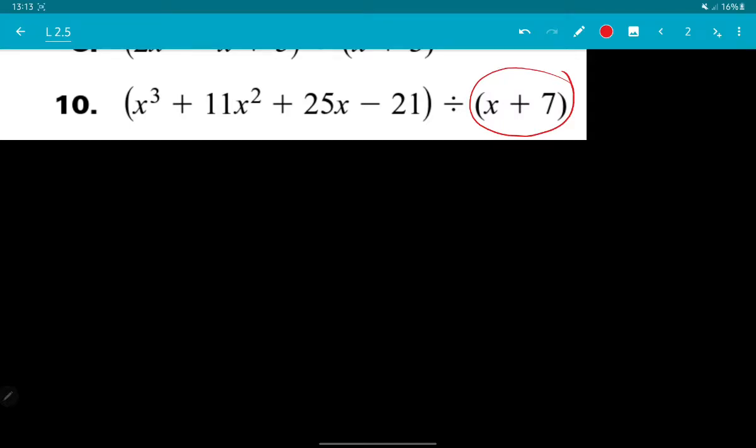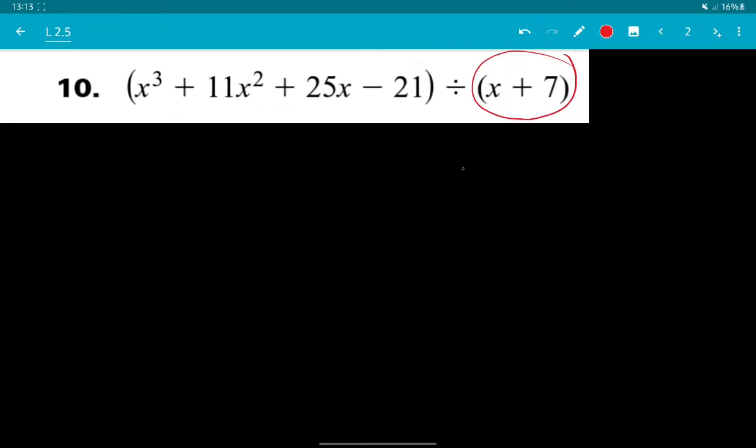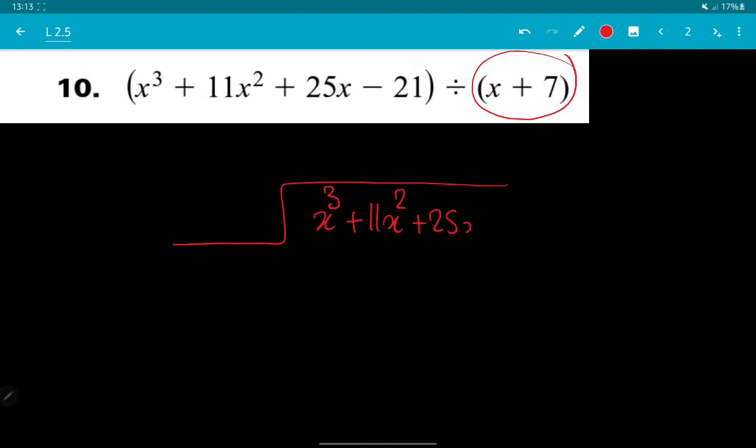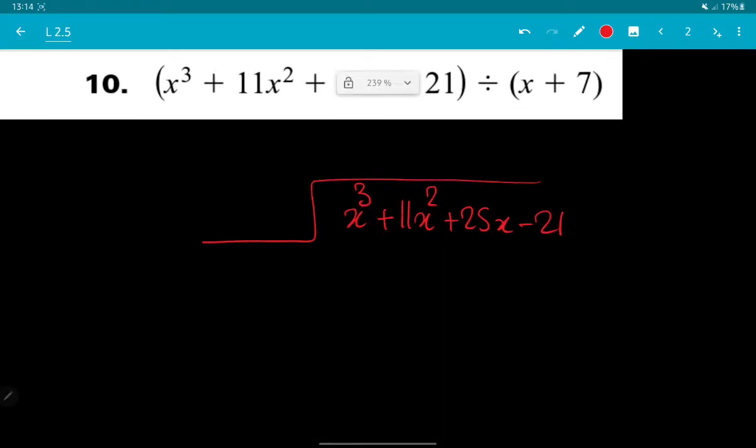Now, can you factorize? You will use our lesson to factorize. What's our lesson? It's long division. You will divide x power 3 plus 11x squared plus 25x minus 21. So we will use long division to factorize like this example. And this is the divisor, x plus 7.